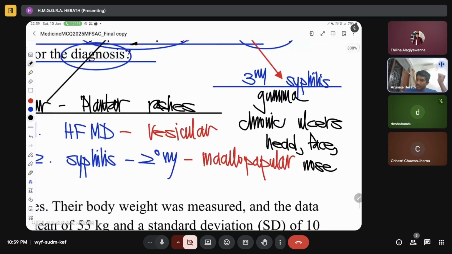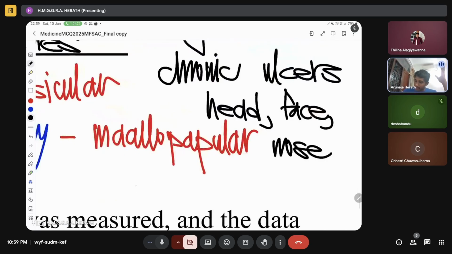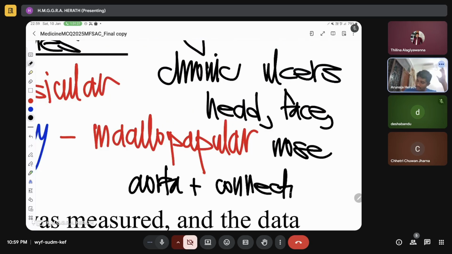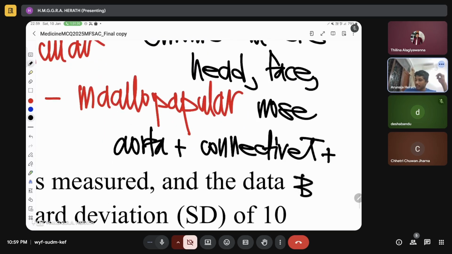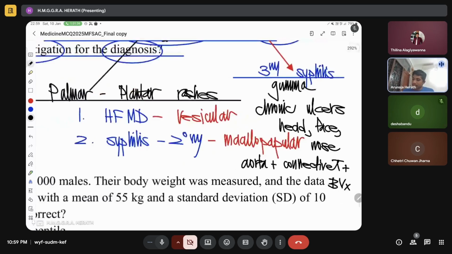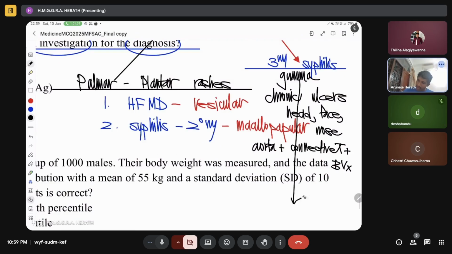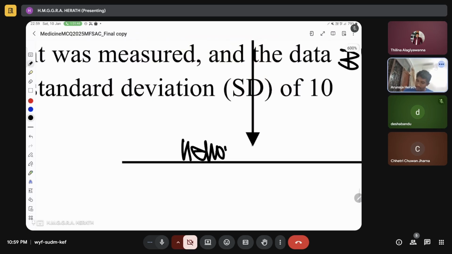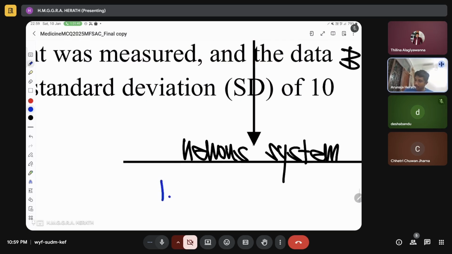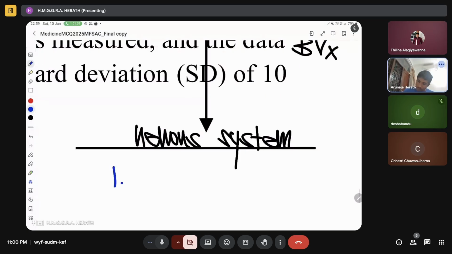Right? And then they can also get gumma in the aorta and other connective tissues and blood vessels, right? So they can get aortic regurgitation. So many manifestations can take place in the connective tissues. And then in tertiary syphilis, there is also involvement of the nervous system. So sometimes patients with tertiary syphilis come with what do you call this neurosyphilis. How does neurosyphilis present?